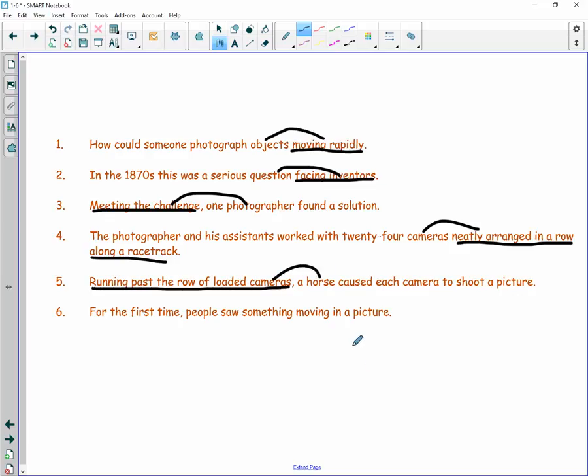For the first time, people saw something moving in a picture. Moving in a picture modifies something. The way to tell is you take it to the comma, you take it to the verb, you take it to the end. Okay, so in this case, it was the end of the sentence.